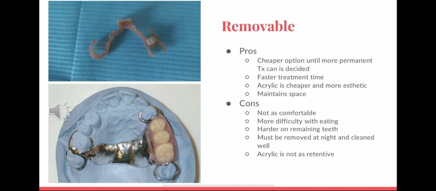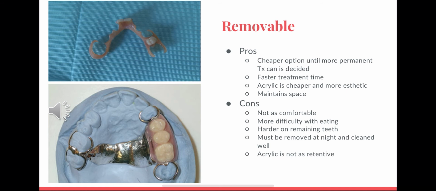The pros are that it is cheaper and faster, and it can maintain the space for something in the future if we want to move to an implant or a bridge. The cons are that they are often not as comfortable, given in this scenario the palate is included in the prosthesis. They are also more difficult to eat with as they can have some movement, although they should be very stable.